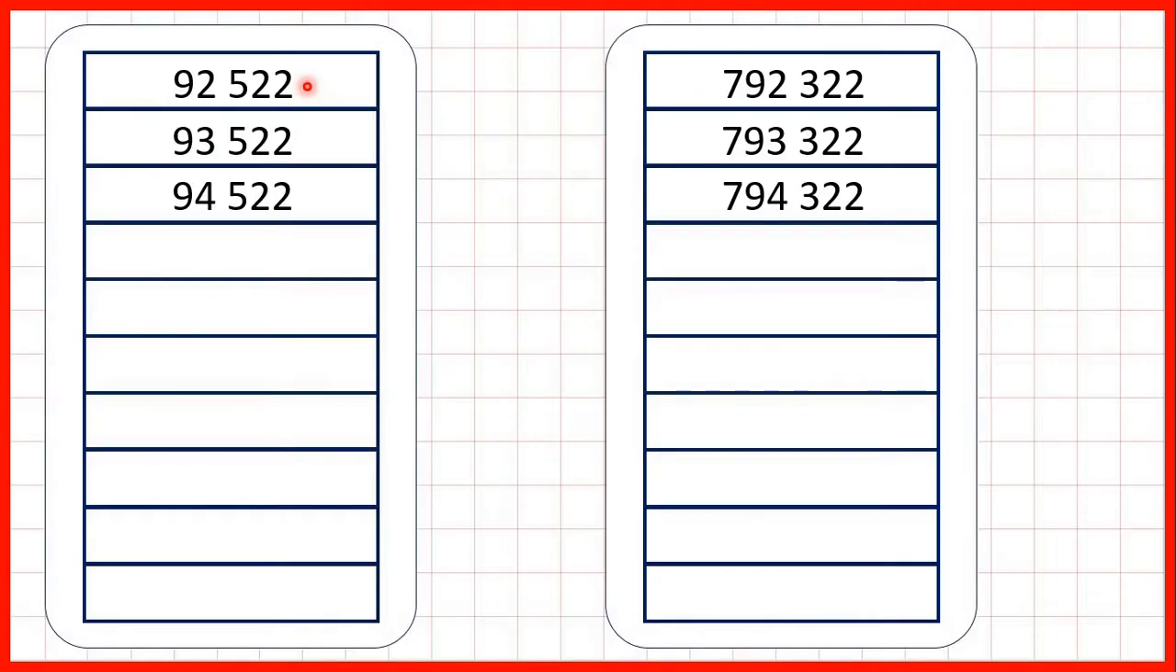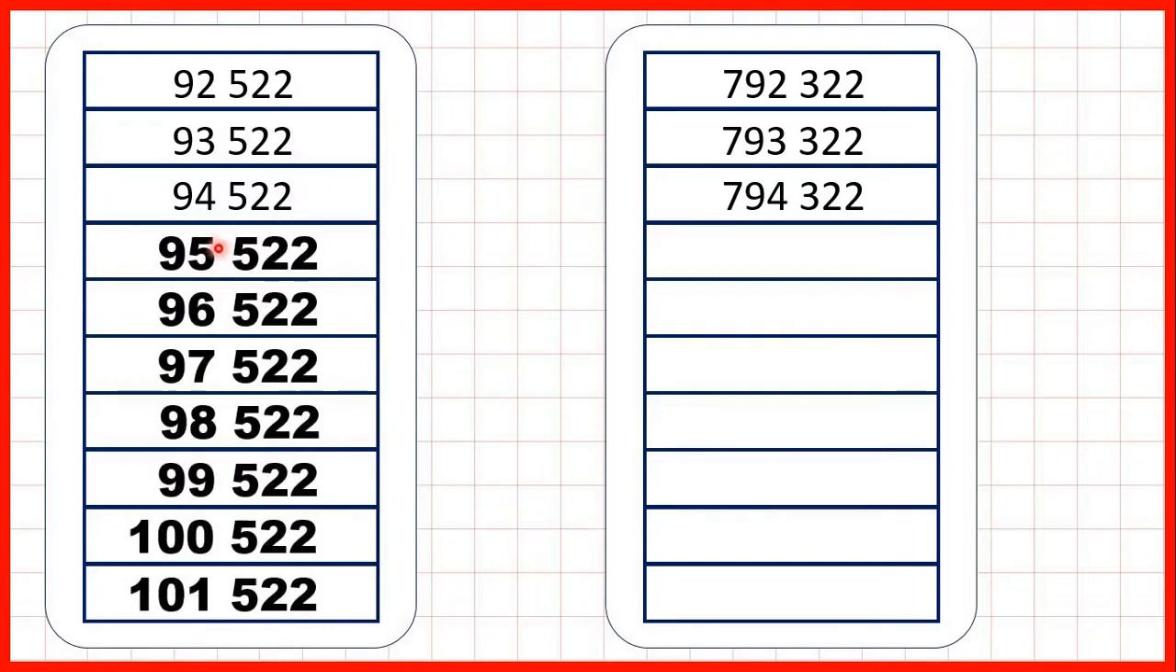Now we need to count on in thousands. First, we have 92,522, 93,522, then 94,522. So what are the next 7 numbers in this sequence? Well, if we show them, we can see that counting on in thousands is just like counting on in ones, but with our hundreds, tens, and ones digits staying the same because we're counting on 1,000 each time.